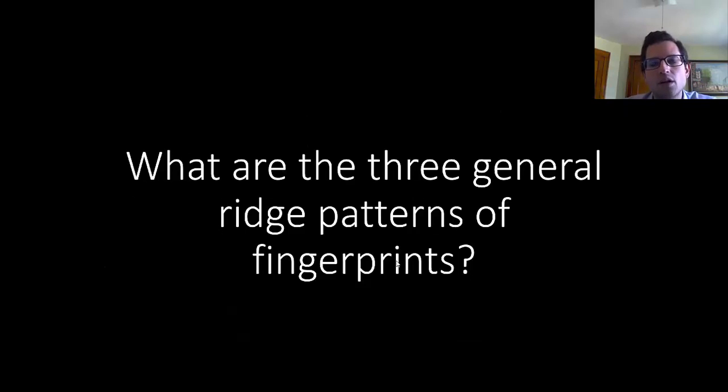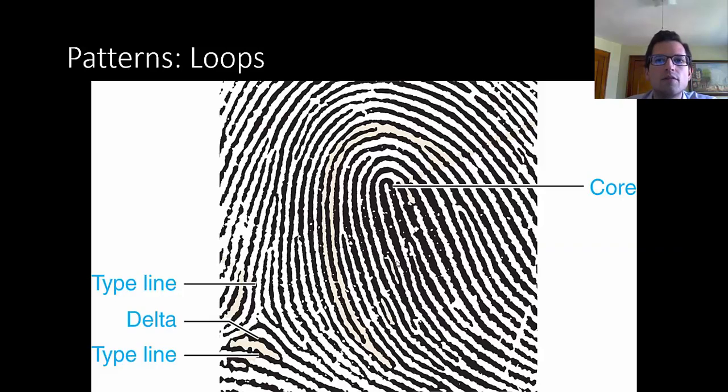So what are the 3 general ridge patterns of fingerprints? How do we distinguish them? First of all, we have loops. So this is a nice example of a loop type fingerprint. And what I hope you can see here is that we have a central core, which has been labeled, and the lines circle around it. They enter at the lower right part of the image, they circle around this core, and then they exit at the lower right part of this image.